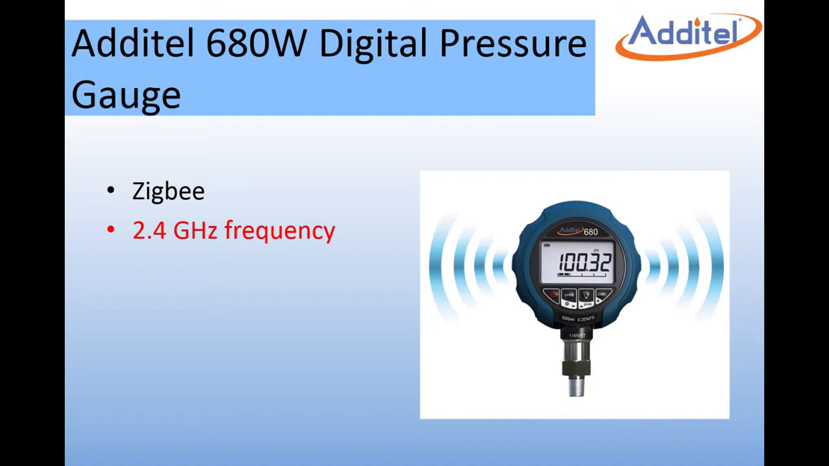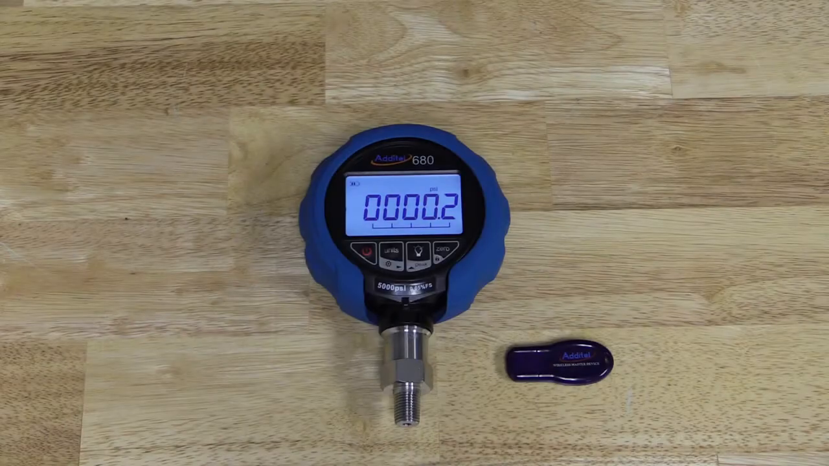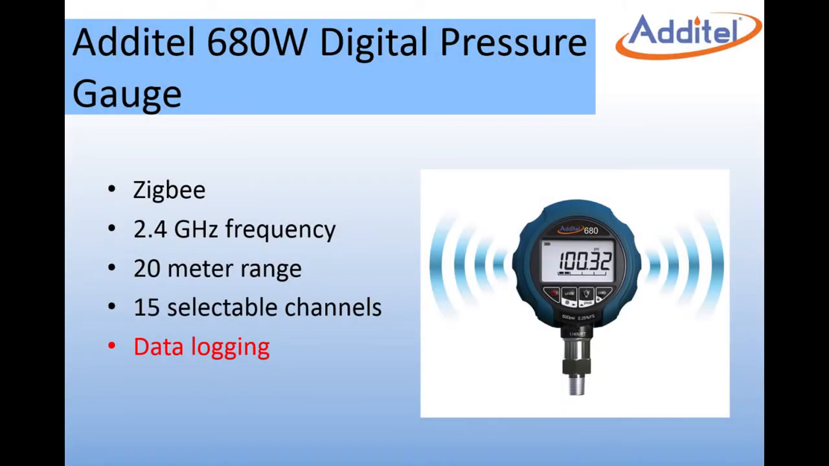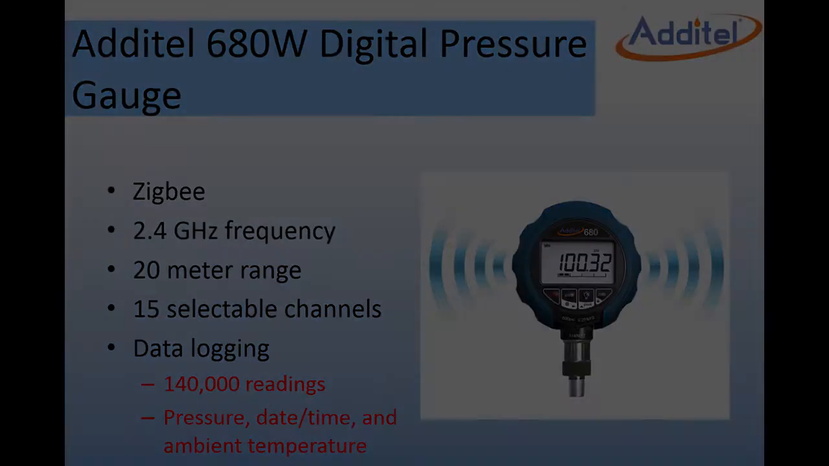The ADT680W wireless communication uses Zigbee at 2.4 GHz. Each wireless gauge can transmit up to 20 meters, and there are 15 selectable channels which each gauge can be programmed to transmit on. The ADT680W comes with a wireless receiver and works with Additel LAN wireless software, which reads up to 20 gauges at once. The ADT680W also has onboard data logging storage capacity of 140,000 readings. Each reading includes pressure, date, time, and ambient temperature.